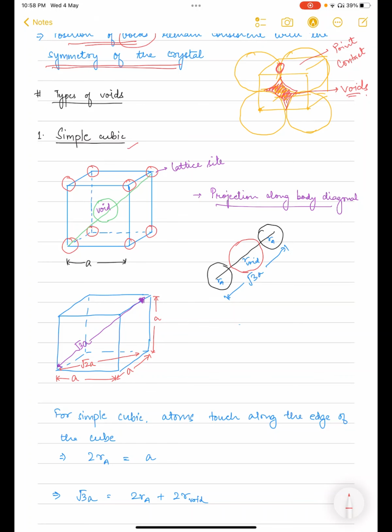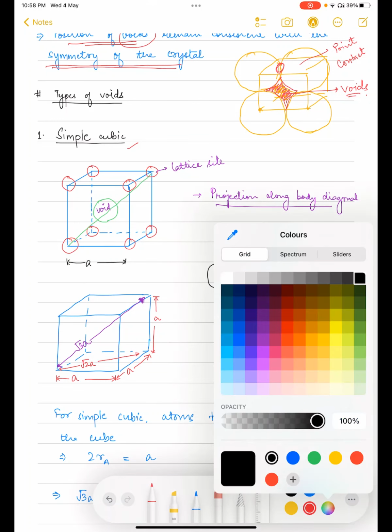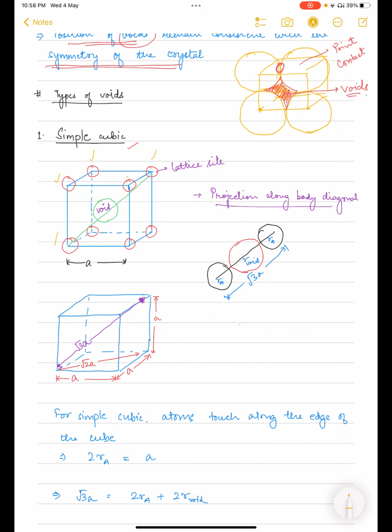So this, as shown, is the lattice with these red circles as your atoms on the lattice sites. So there will be a void at the center. Okay. So let us calculate the size of the largest void. If we see the projection along the body diagonal, the void will be like this. This is your atom, these black ones, and in the center is your void. Suppose the radius of the atom is Ra and the radius of the void is R void.